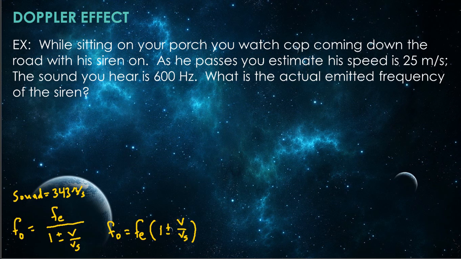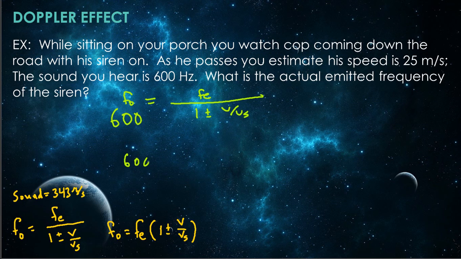So while sitting on the porch, you watch a cop coming down the road with his siren on. So the sound source is moving. As he passes, you estimate his speed is 25 meters per second. The sound you hear is 600 hertz. What is the actual emitted frequency for the siren? So we're going to use this formula. It says as he passes, so he is moving away. So we're going to have 600. That's our observed frequency. Emitted frequency is what we're looking for. We don't know that. So 1 plus or minus V over Vs.